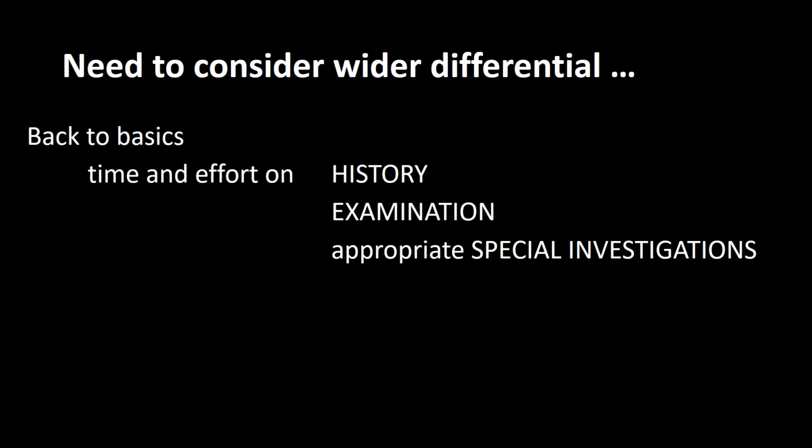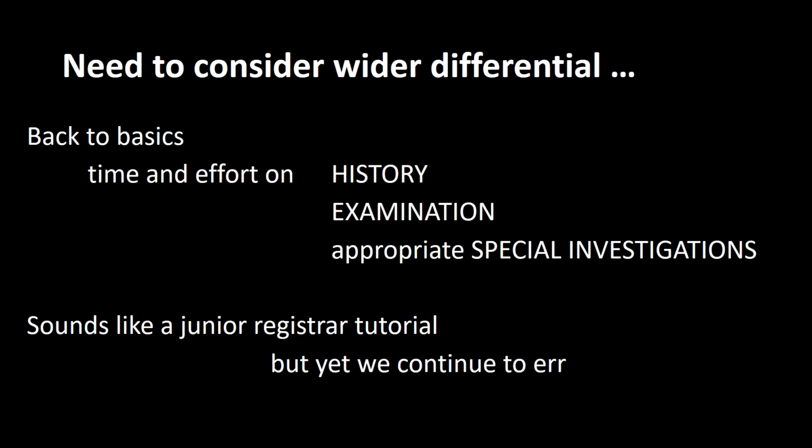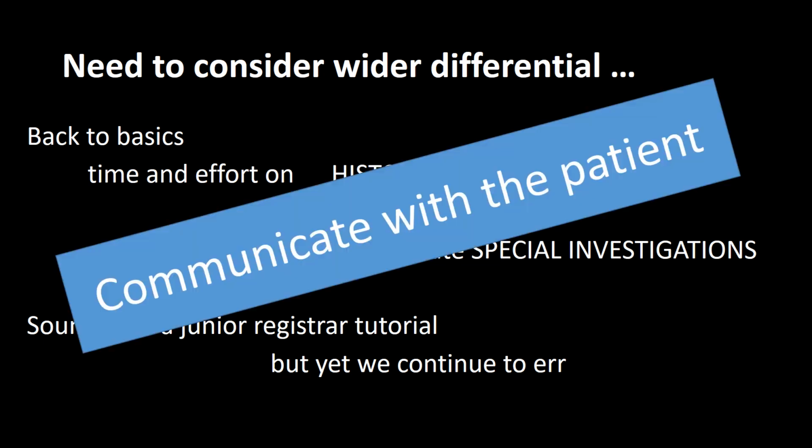We need to get back to basics, spending more time with the patient rather than the special investigations. We need to take a thorough history to understand what the patient is complaining of. Examine both the spine and other systems that may be causing this pain and review with appropriate special investigations. Although this sounds like a junior registrar tutorial, as a community we continue to err, with not infrequently patients undergoing cervical surgery for shoulder pathology and vice versa. We need to communicate with the patient to understand what the problem is.